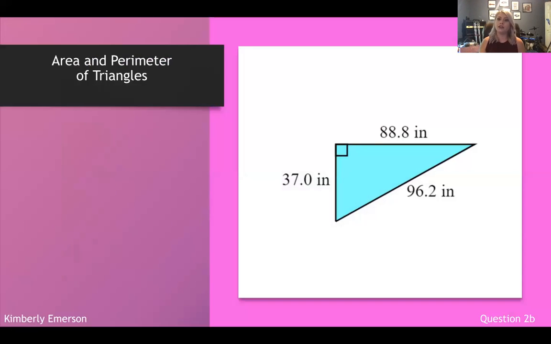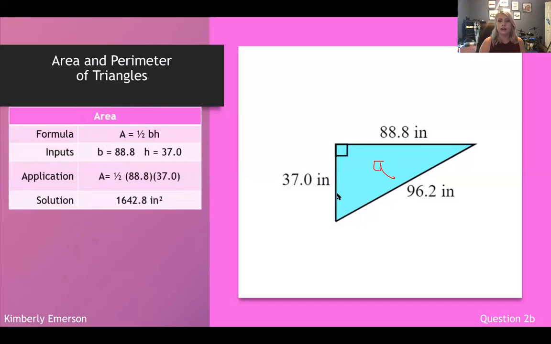So we have another image here. We're going to do area and perimeter of the triangle. This image looks a little bit different. We don't have the inside right here. So we're going to show you what we do.